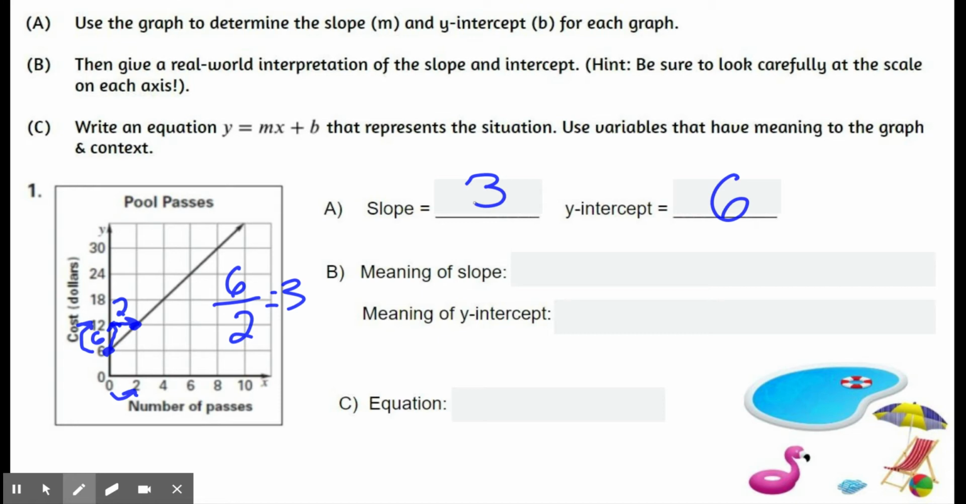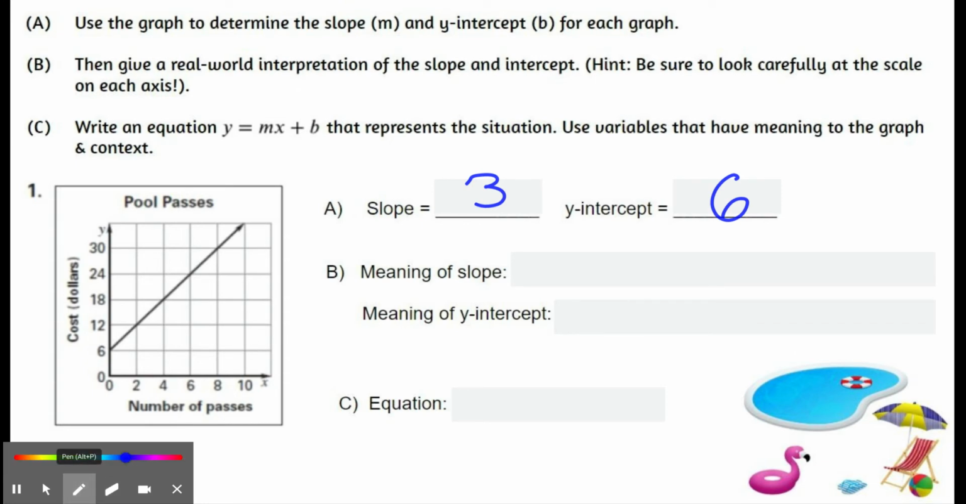Okay, part B. Then give a real-world interpretation of the slope and the y-intercept. Hint, be sure to look carefully at the scale of each axis. Okay, so for this problem, I'm just going to erase some of the things in the graph so we can clearly see the graph again. Look at the title. It says pool passes, and the x-axis represents the number of passes, and y represents the cost in dollars.